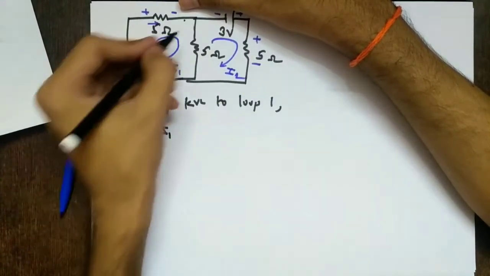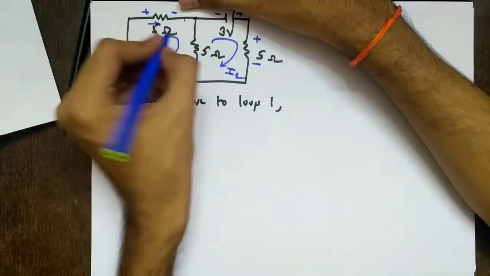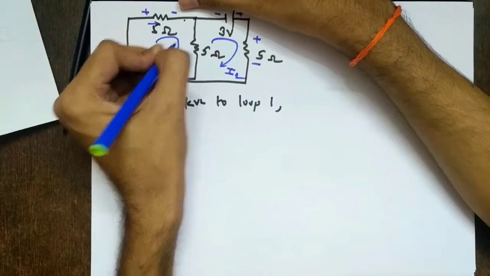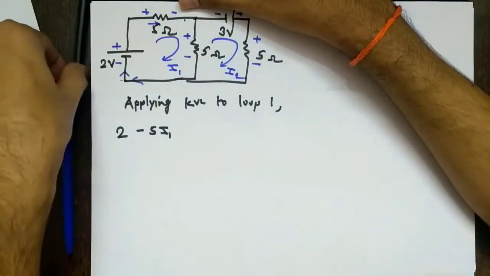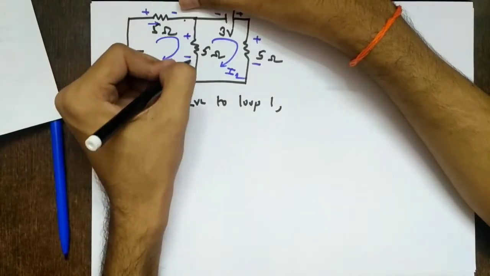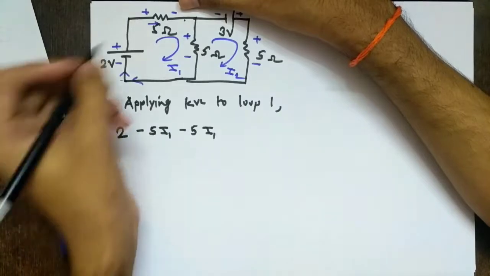current is I1. Now here what is happening? I am considering loop 1, so loop 1 has higher precedence. So current is going downwards, so plus, minus. Okay, be careful over here. I am going from plus to minus, minus 5 times I1. But what is happening?